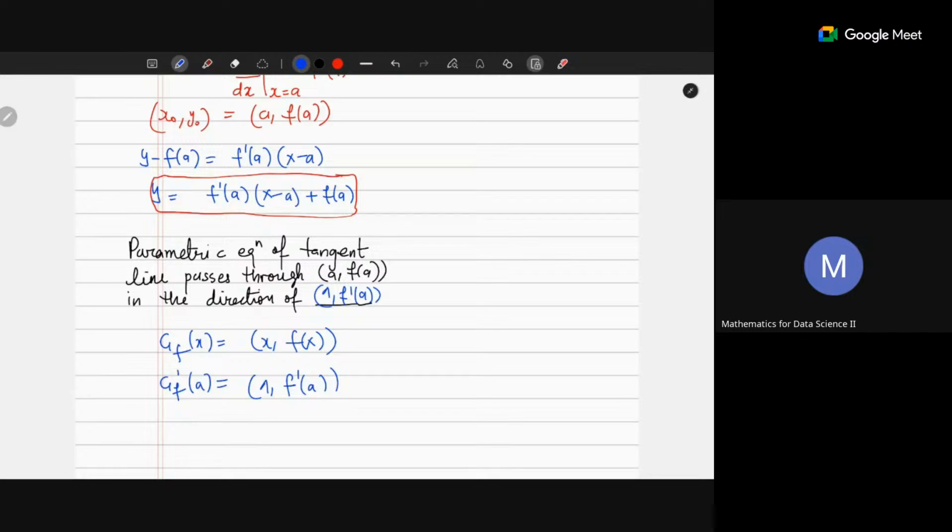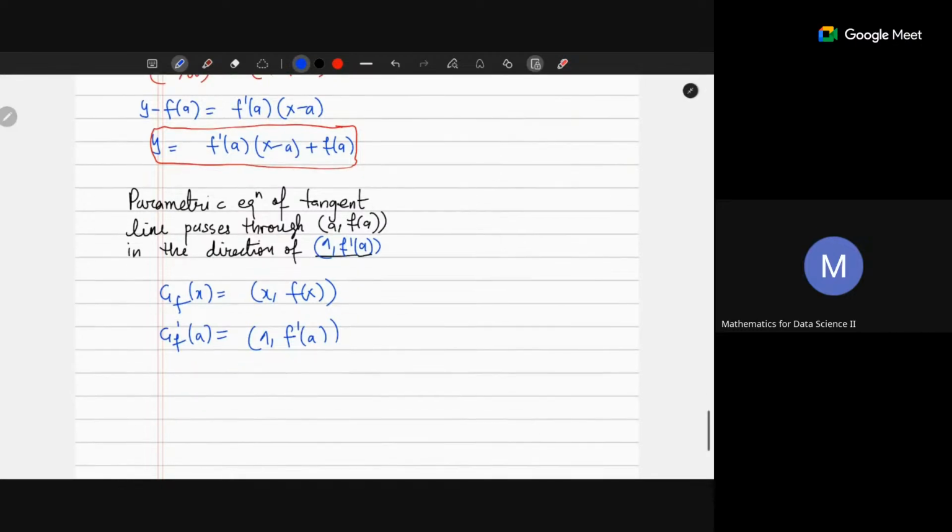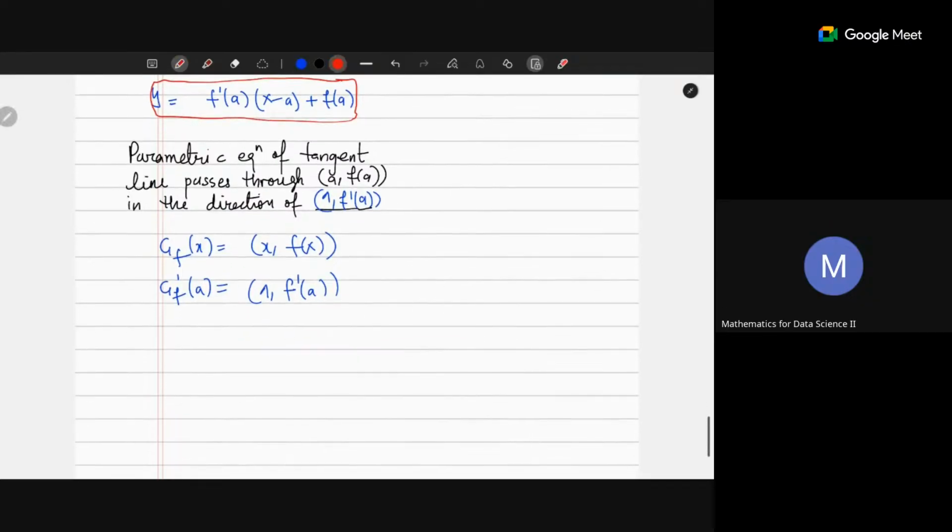Now, what is the parametric equation of a line which passes through a point and in a given direction? You just need to add these two things up. So our vector r is given by the point that it passes through plus t times the direction. So what will it be? It will be a plus t, f of a plus t times f prime of a. Now what is r? r is my x comma y.